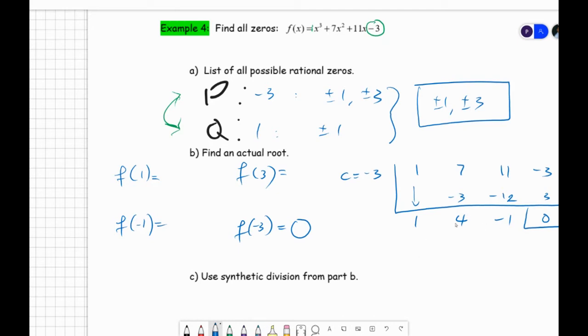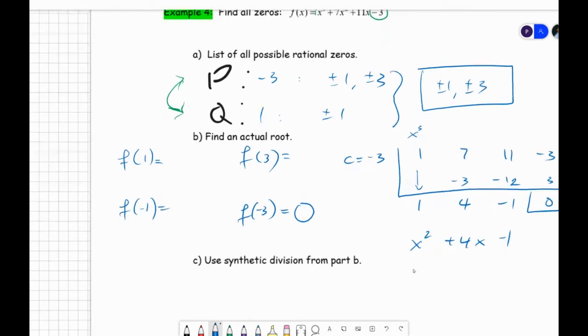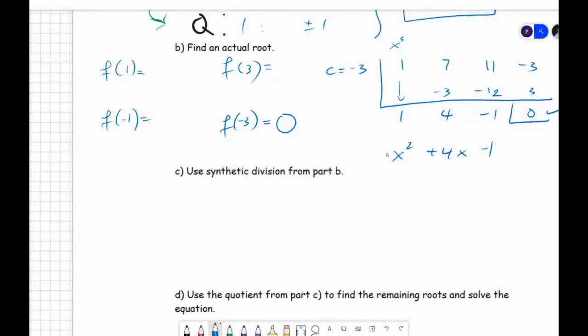So now I just reduce this down by 1. We start out with x cubed, so now this is going to become x squared plus 4x minus 1. Now we can set this equal to 0 and factor. I can try to factor this, but I know this is not going to be factorable. Which means I need to use the quadratic formula in order to solve this.